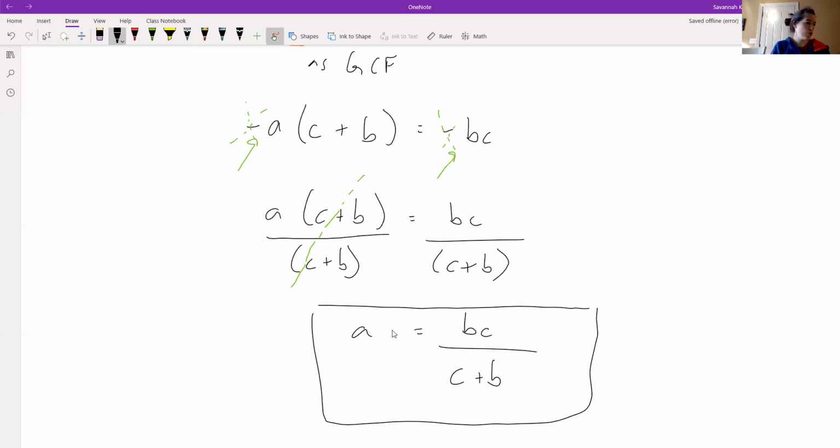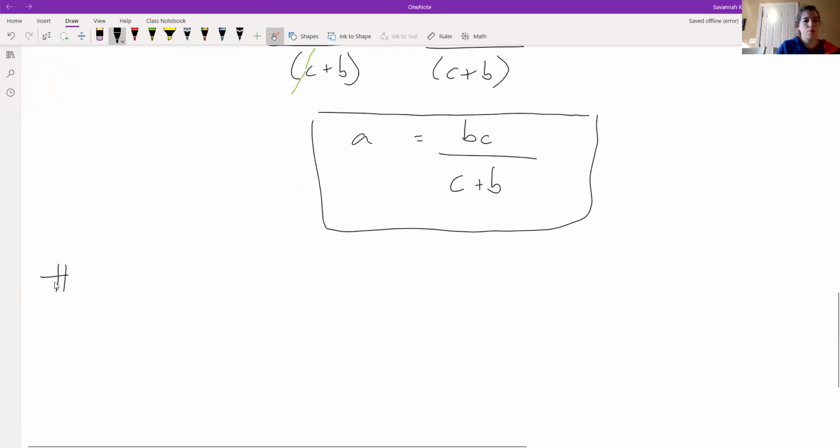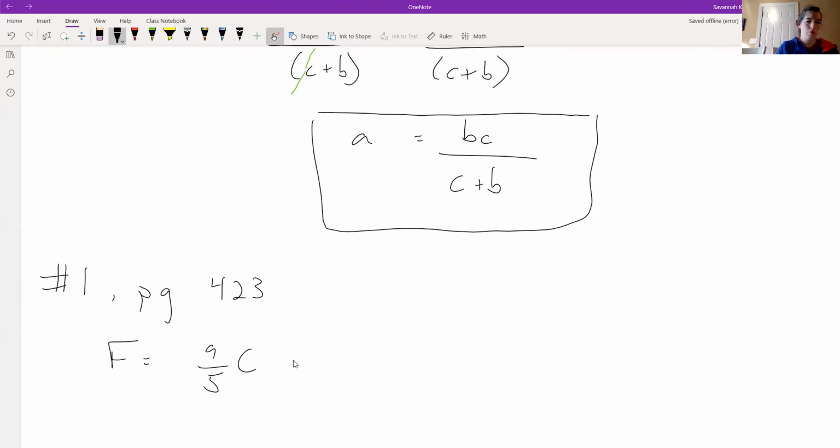Let's do a few more of those. So I'm going to dip back into the homework section and pull up number 1 on page 423. And these equations are kind of cool because they're real equations. They're not made up for the purposes of forcing us to learn a technique. This particular equation, if you look in the book, they tell you it's from meteorology.